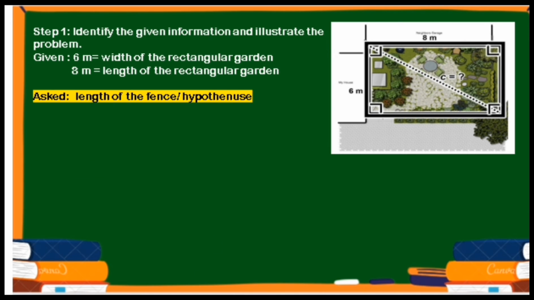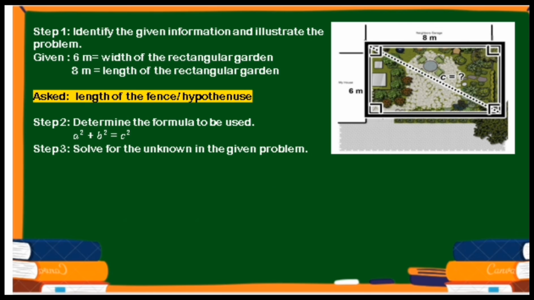What is asked in the given problem? It is to find the length of the fence or the hypotenuse. So this is a problem involving right triangles. Step 2. Determine the formula to be used. We will use the Pythagorean theorem formula. We have a squared plus b squared is equal to c squared.